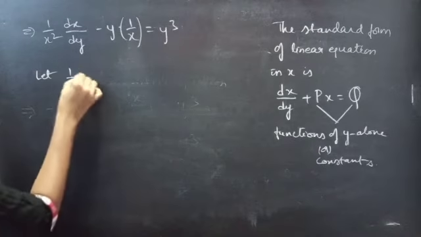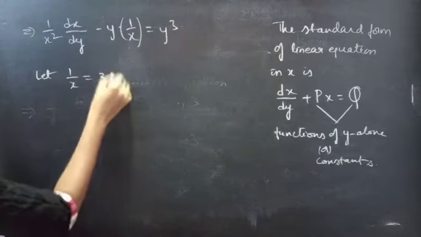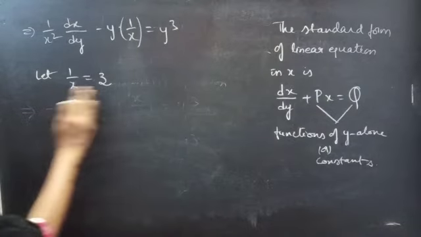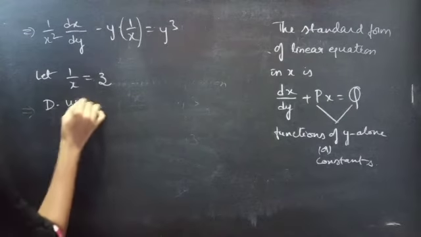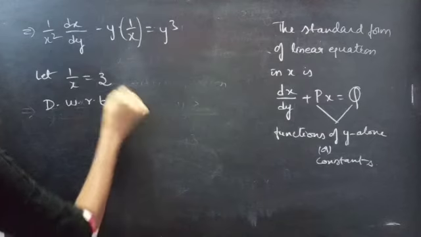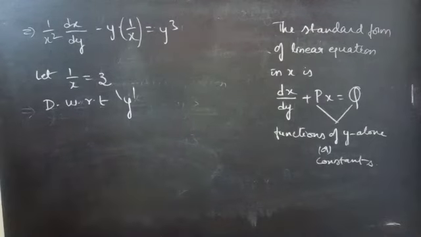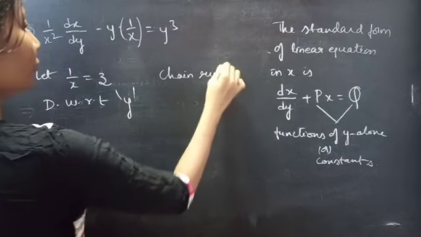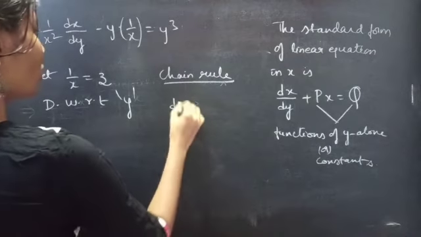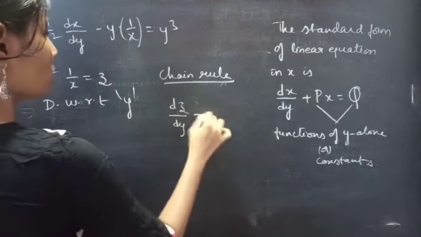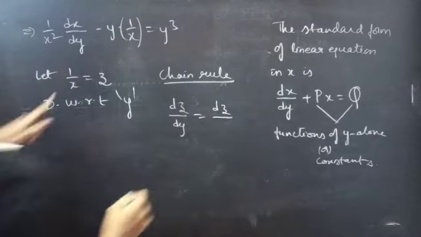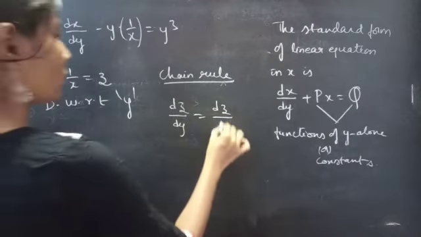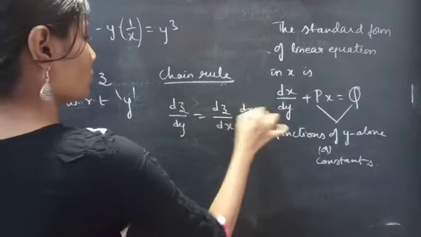Now let 1 by x equals to z. Now differentiate on both sides with respect to y. So here we are going to use chain rule to differentiate with respect to y. dz by dy equals to dz by dx, this is a function of x, right? So it involves differential dx in between.